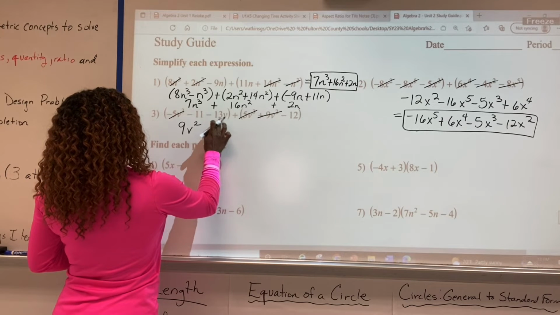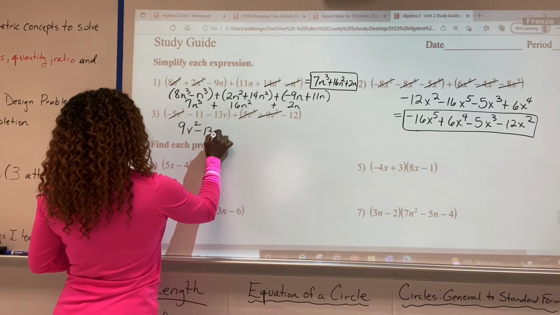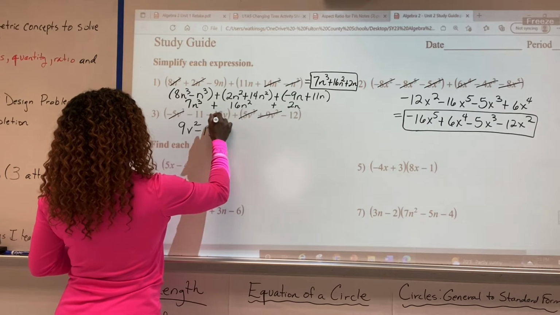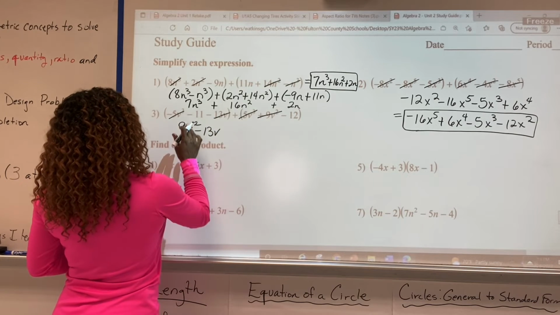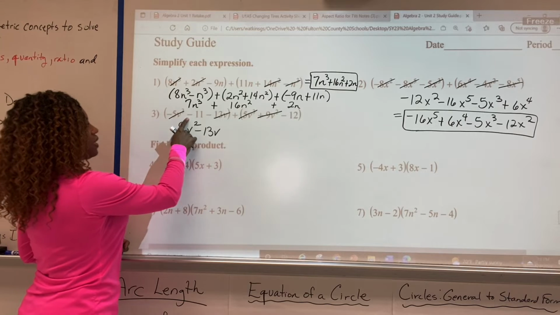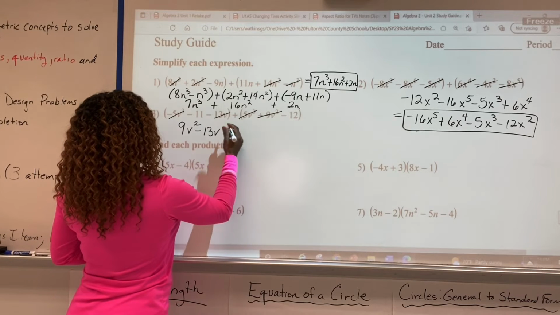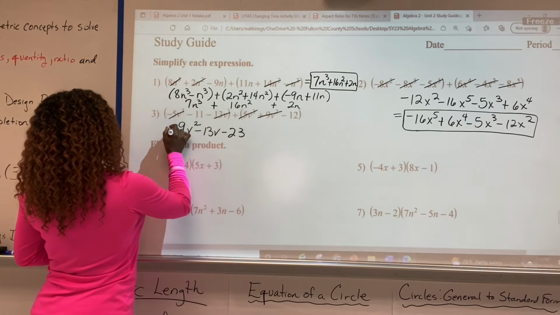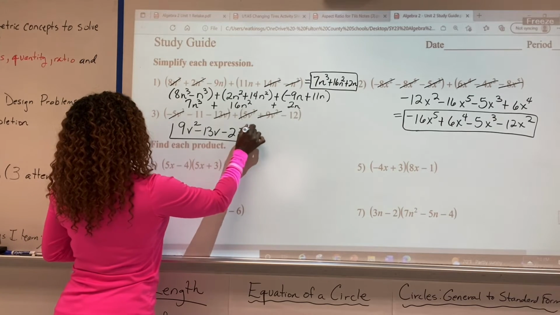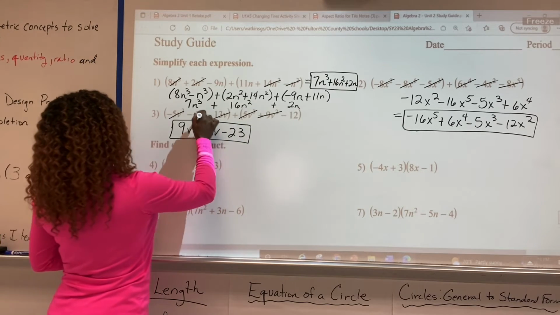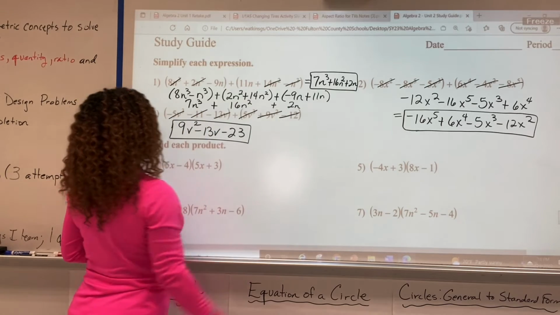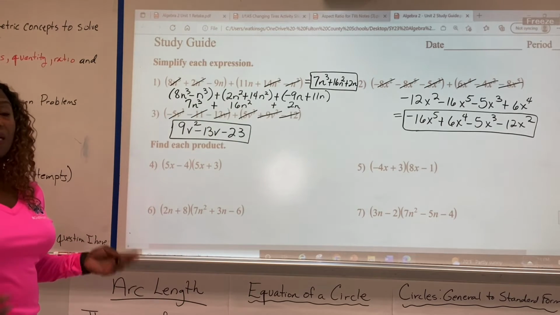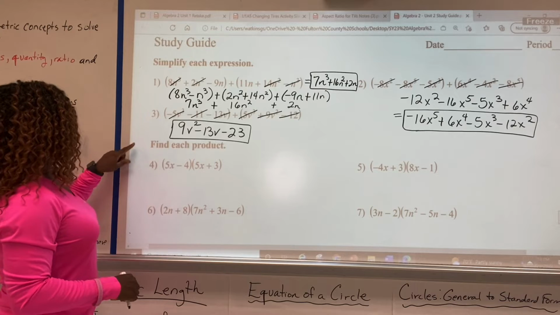I have a negative 13v, but no v term over here that I can combine with it. But I do have two constants. I've got negative 11 and negative 12. Together that gives me negative 23. So here is my final answer for number 3. And we've used up all of the terms. And we combined what was alike. All right. Let's look at the next section.